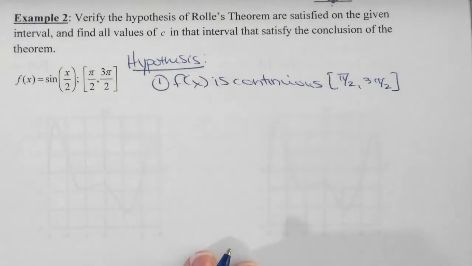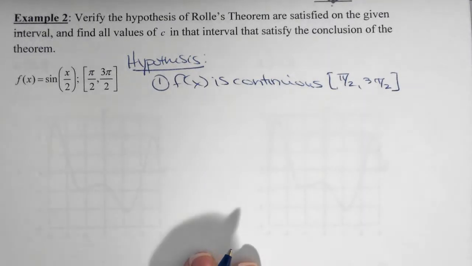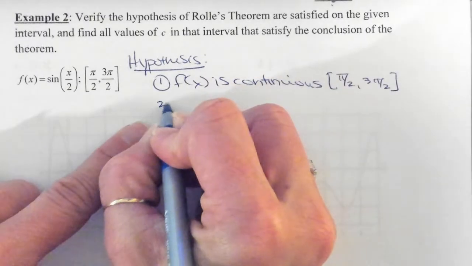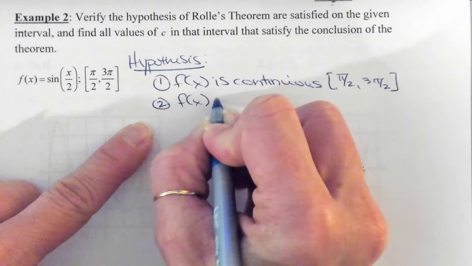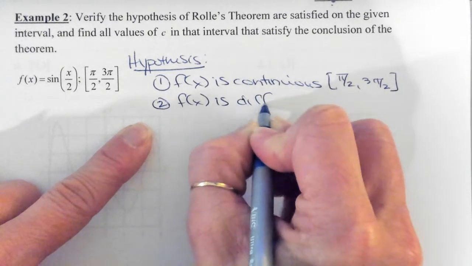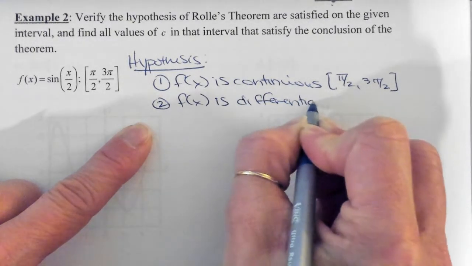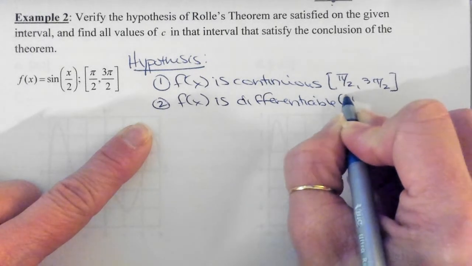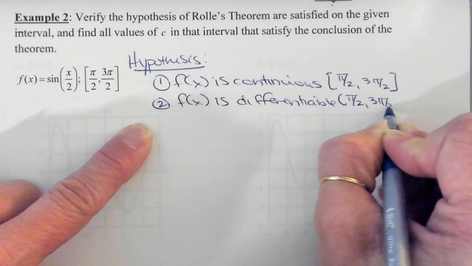Tangent. Yeah, of course you can. A gazillion times, right? Okay, so then in part 2, we would say f of x is differentiable on the open interval from pi over 2 to 3 pi over 2.